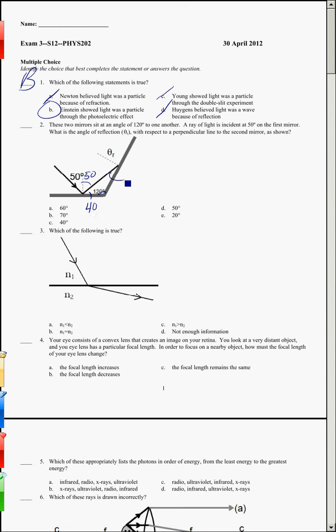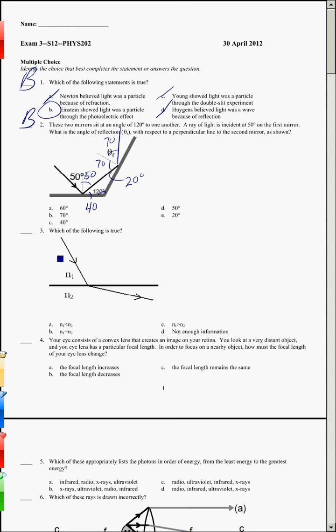40 plus 120 is 160. So that means that this must be 20 degrees. There are 180 degrees in a triangle, so 160 plus 20 is equal to 180. So if that's 20, that means this angle is 70. So this angle must also be 70. So the answer is B.